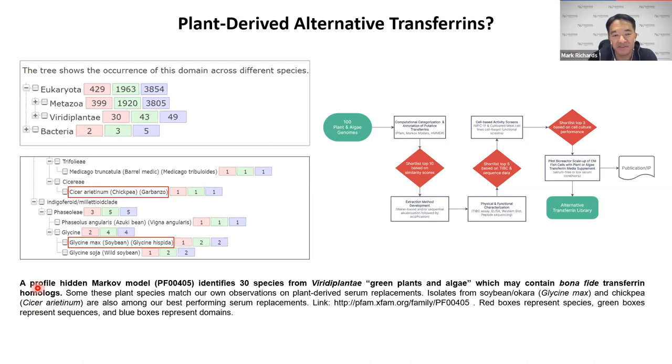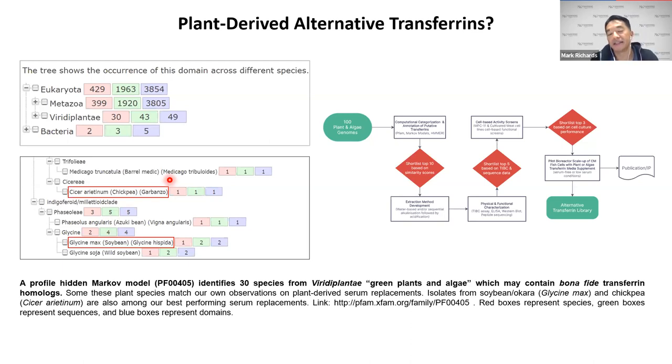There is some evidence to suggest that there are indeed putative plant and algae transferrin analogs, and this is based on some in silico analysis that's available online, a Markov model. So in this analysis, based on protein domain and structure analysis, homology analysis, it's picked out several plant species, particularly those from beans like chickpea and soybean, which incidentally are also among our best performing sources of media substitutes. And there is evidence to suggest that these beans may indeed contain plant transferrins, right?